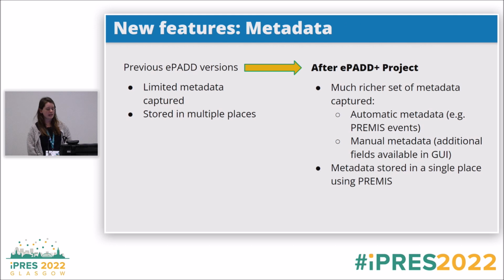In terms of metadata, the new version of ePADD allows for a much richer set of metadata to be added to email collections. Some of this is actually automatically generated, and those are, for example, premise events. And then there's a pretty wide array of metadata that can be manually entered by the user. And you'll see an example of all of those fields in our demo. And then we've also aggregated where the metadata is stored within the structure of the ePADD data, just to make it a little bit easier to manage.